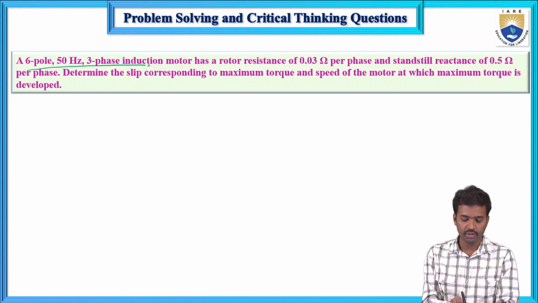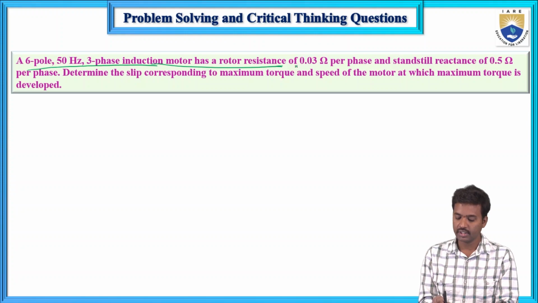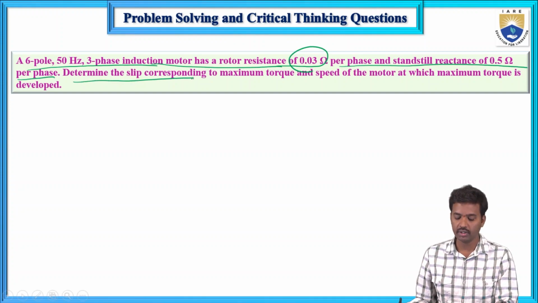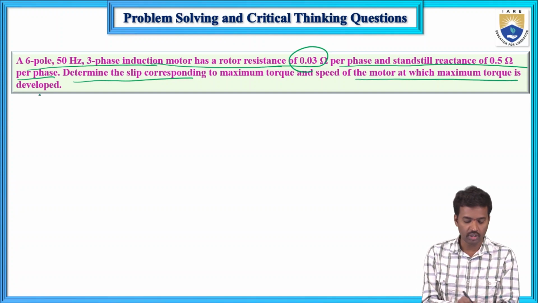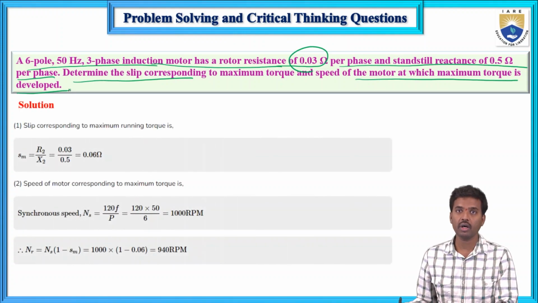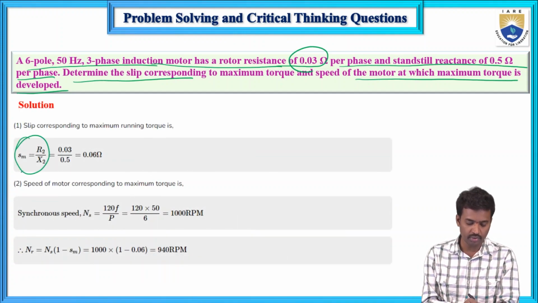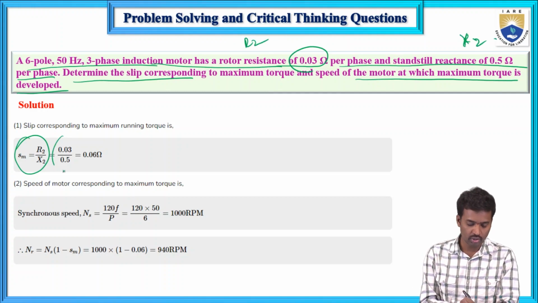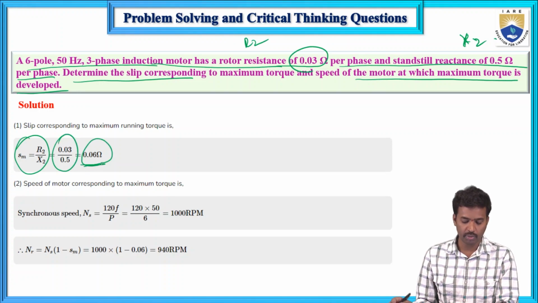A 6-pole 50 Hz 3-phase induction motor has a rotor resistance of 0.03 per phase and a standstill reactance of 0.5 per phase. Determine the slip corresponding to the maximum torque and the speed of the motor at which maximum torque is developed. So there is a maximum torque condition here. The slip at maximum torque condition equals R2 by X2, where R2 is the rotor resistance and X2 is the reactance. So that slip equals 0.06.